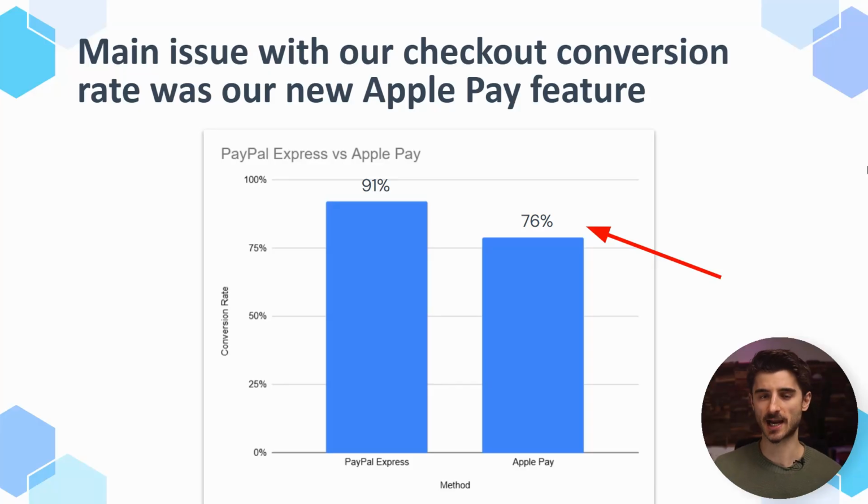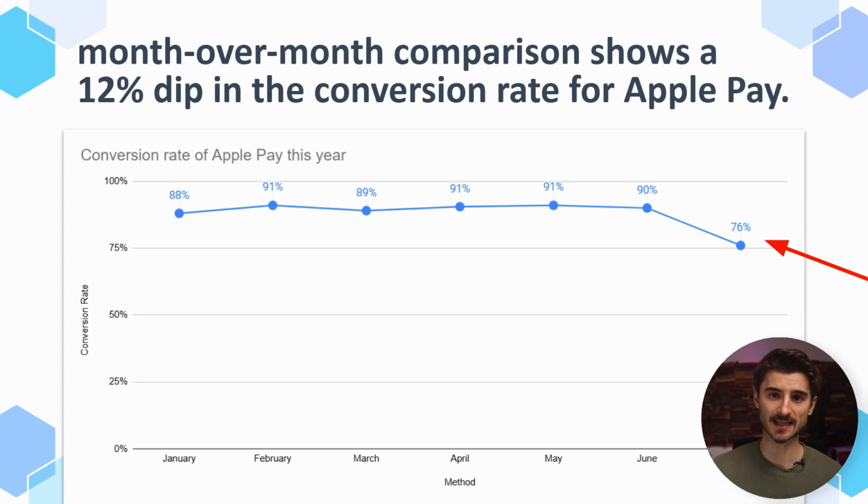So let me just continue with my example, something short like this. After further research, I discovered that the main issue with our checkout conversion rate was our new Apple Pay feature. As you can see, compared to PayPal Express, which is also a fast checkout option, you'll notice a huge difference in conversion rate. And in this slide, you can see how the month-over-month comparison shows a 12% dip in conversion rate for Apple Pay.